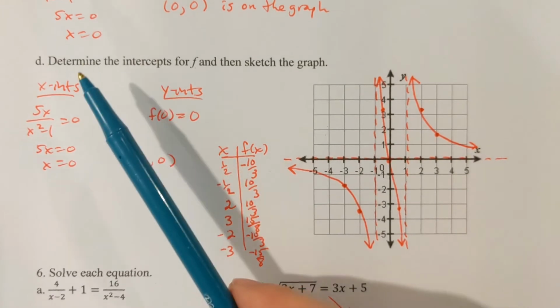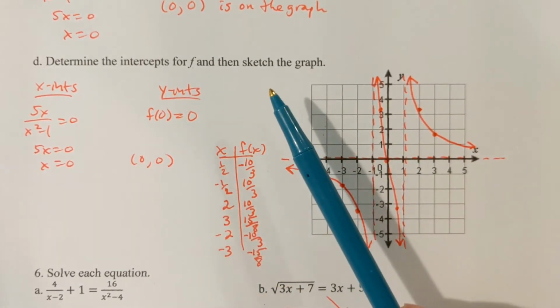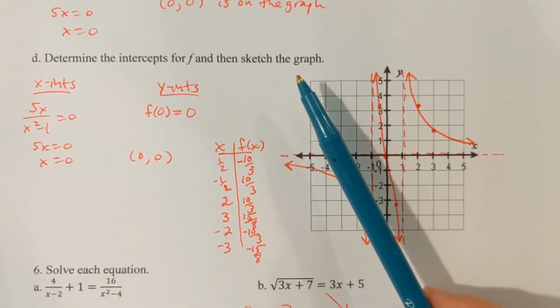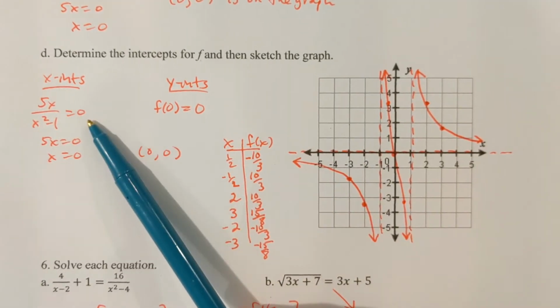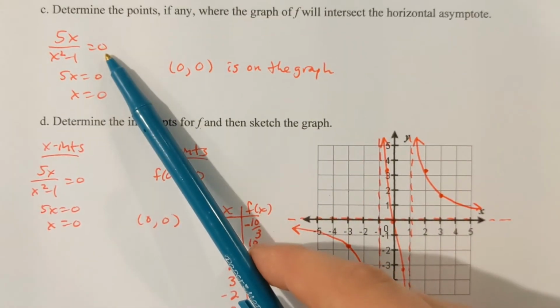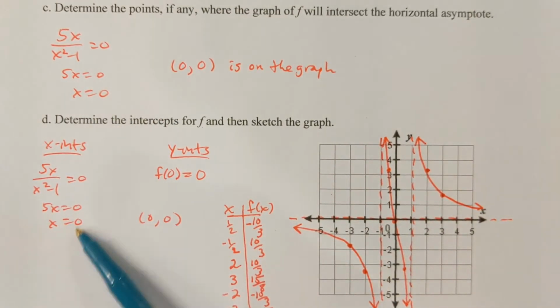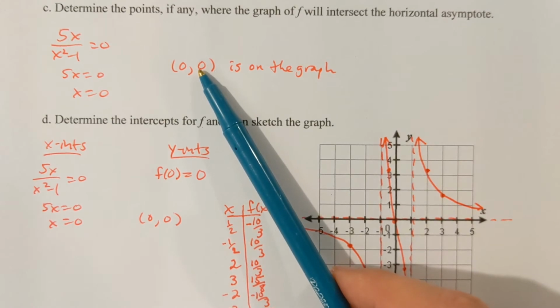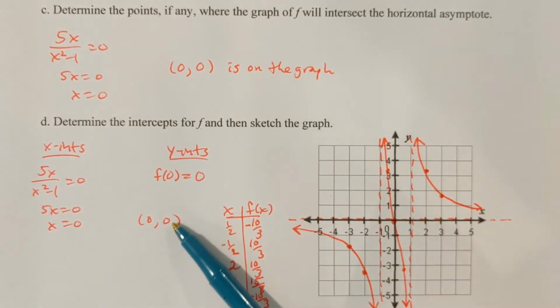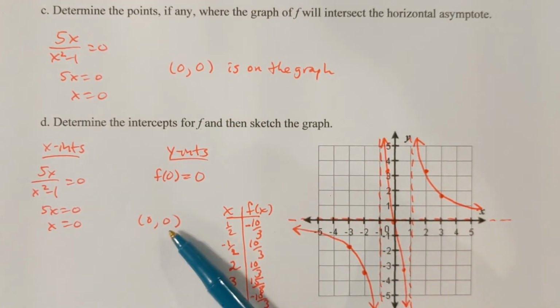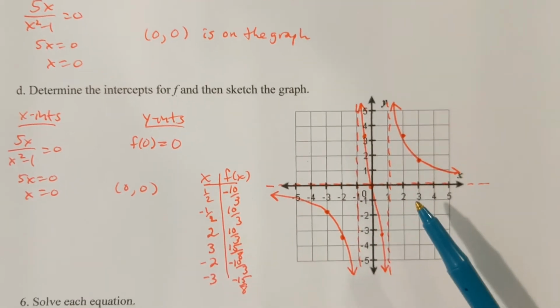Part D, I want to determine the intercepts for the graph and then sketch the graph. So to get the x-intercepts, I let the function be 0 and solve. I've already done that actually, and I get x equals 0. So this point is actually an x-intercept. Of course, it's also going to be a y-intercept too, since if x is 0, y is 0. So here's my one and only intercept on this graph. It's right at the origin.